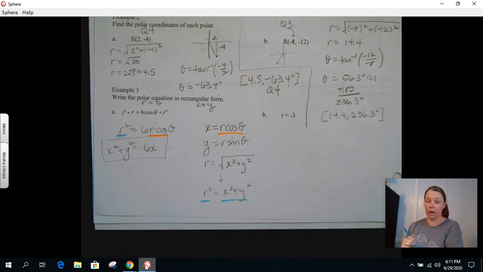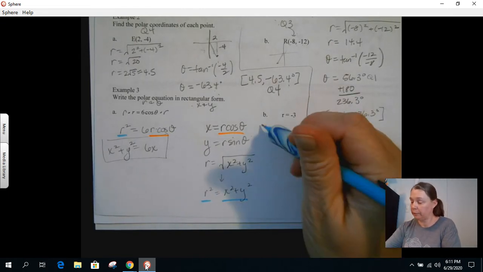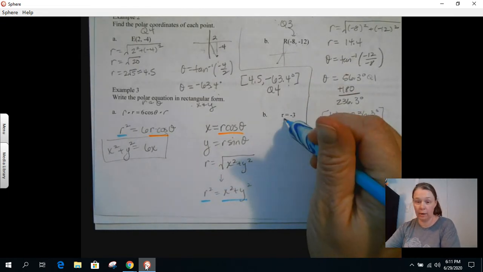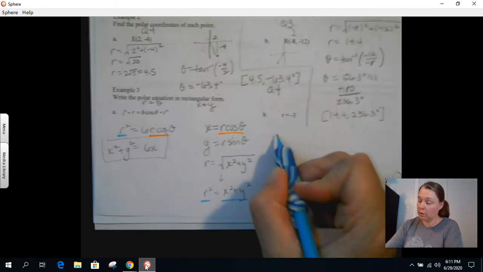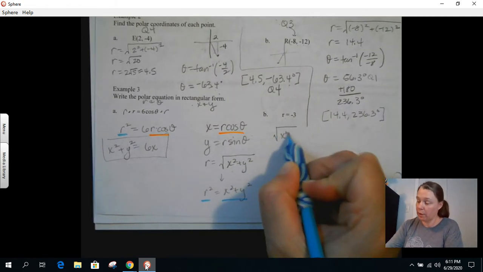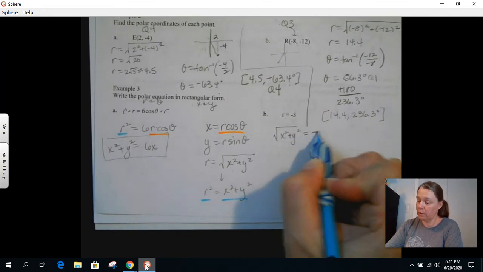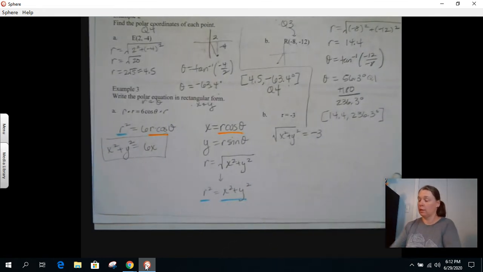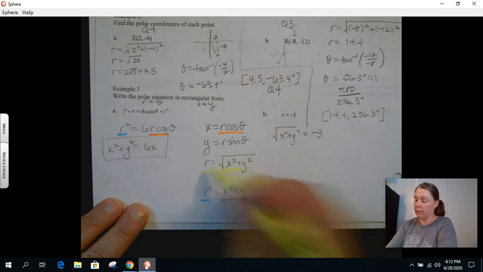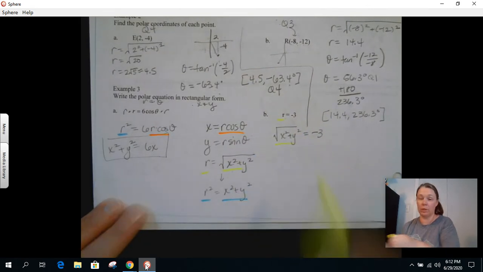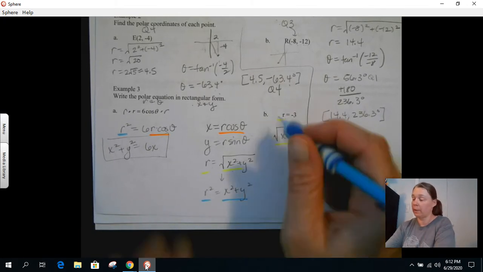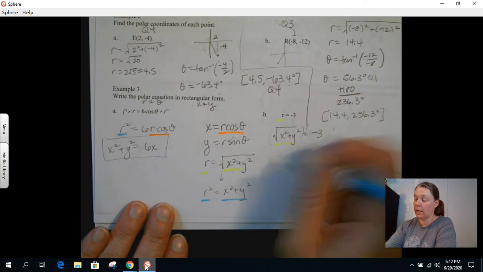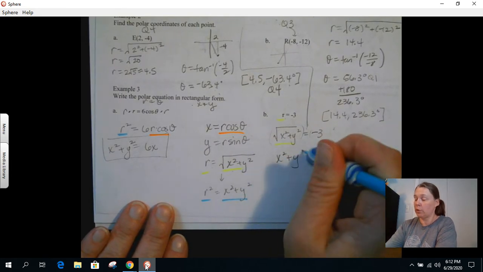Now the next one, r equals -3. Okay, well, I see an r, that's the only variable I see, and I know r equals the square root of x squared plus y squared. And so I'm going to put that square root of x squared plus y squared in there instead of r. Now, typically with this, we do want to get rid of the square root, so if I square both sides, I get x squared plus y squared equals 9.